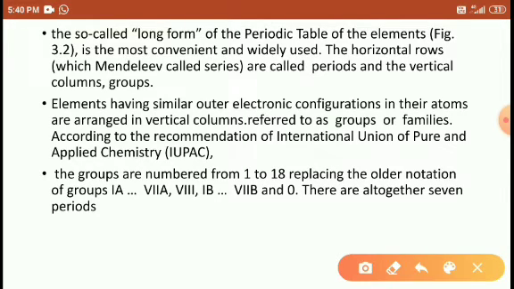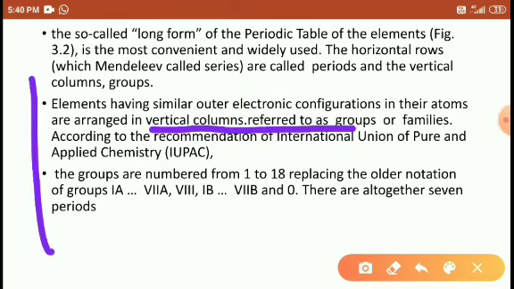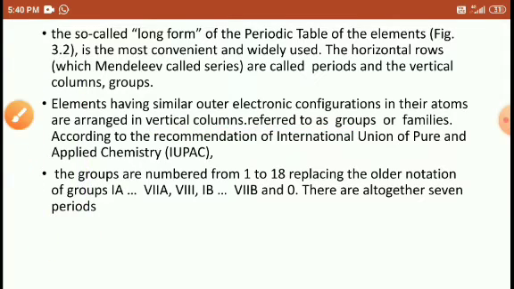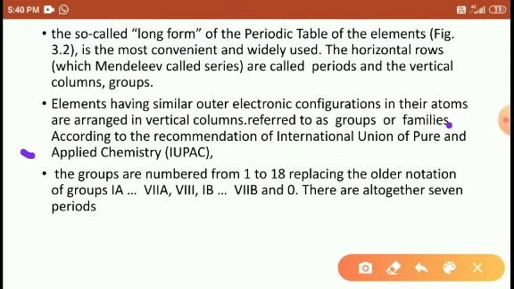In the long form periodic table, the widely used one, the horizontal arrangement of elements is called a row, and the vertical arrangement is called a group. Henry Moseley, using the outer electronic configuration of the atom, arranged the vertical columns, which are referred to as groups, or you may say families, according to the IUPAC, right?